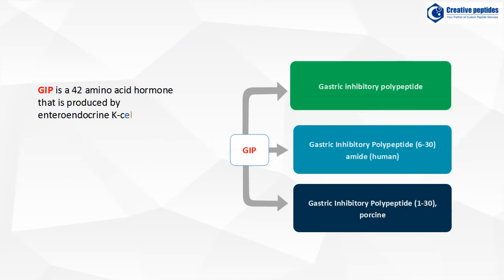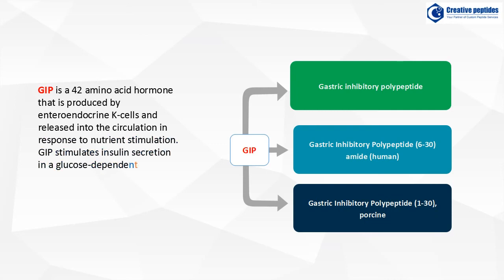Glucose-dependent insulinotropic polypeptide is a 42-amino acid hormone that is produced by enteroendocrine K cells and released into the circulation in response to nutrient stimulation. GIP stimulates insulin secretion in a glucose-dependent manner and is thus classified as an incretin.